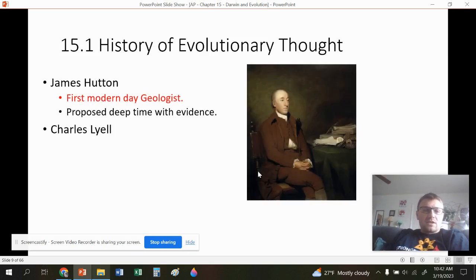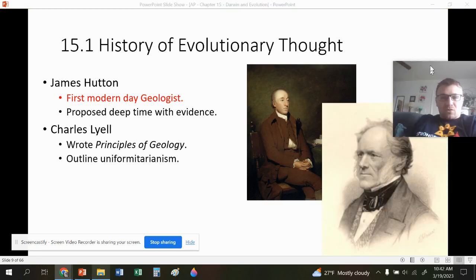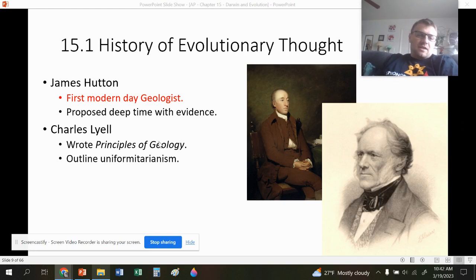But it wasn't until James Hutton and Charles Lyell came around and found this thing called uniformitarianism. I know it's a big word, but uniformitarianism is the ideology that the Earth's features are due to slow processes like erosion, sedimentation, rocks forming over millions of years. And it wasn't until these two individuals that people start understanding the Earth is more than a couple thousand years old. It's millions of years old.